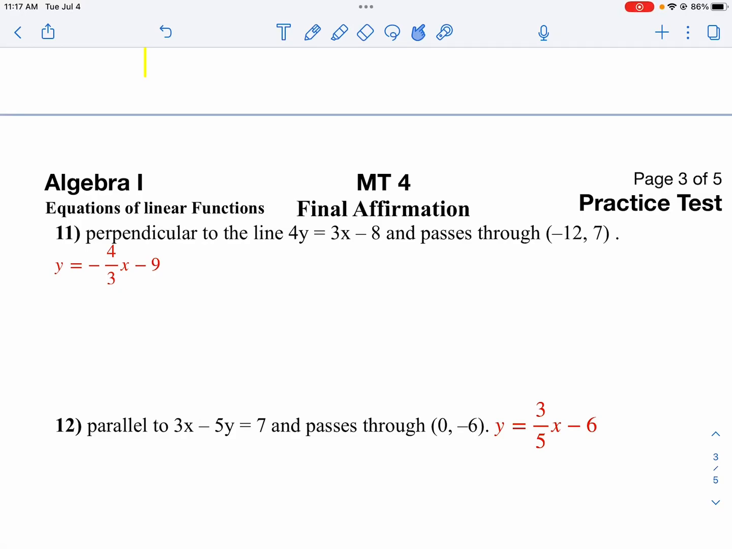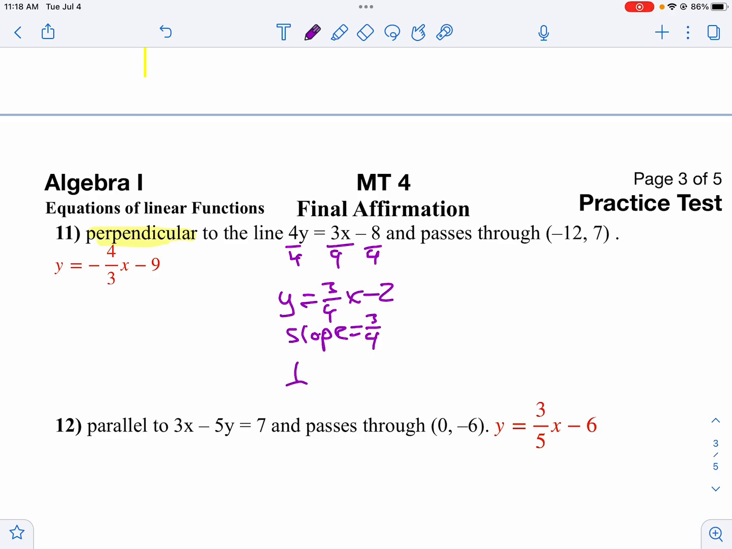On question number 11, we want to write an equation that's perpendicular to the line 4y equals 3x minus 8. The first thing I need to do is find the slope of that line. To find the slope, I have to put it in slope-intercept form, so I'm going to divide everything by 4. I'll get y equals 3/4 x minus 2. So the slope of my line is 3/4, and the perpendicular slope is the opposite reciprocal of 3/4, which is negative 4/3.